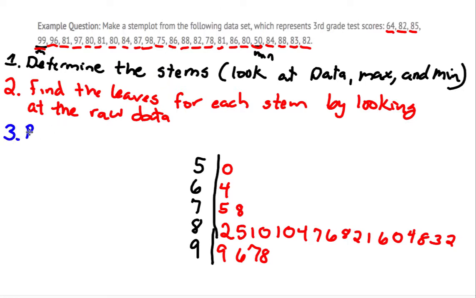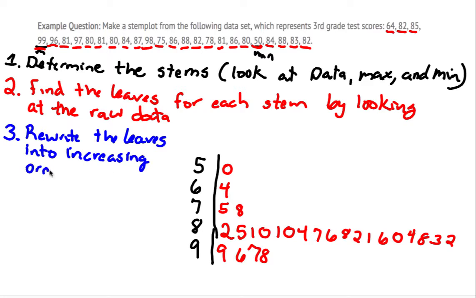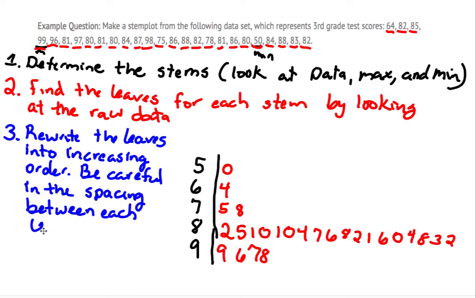Okay, step 3, we're going to rearrange our leaves inside each stem into increasing order, being very careful to make equal space between every leaf. This is very important so that we can get a picture of the distribution of the data. If we write the small leaves too close together, we might distort our distribution.